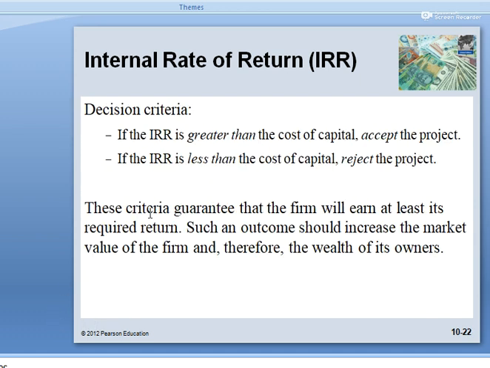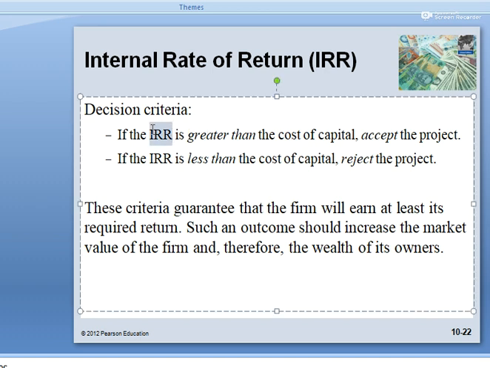Here the decision criterion is that if the IRR is greater than the cost of capital, then the project can be accepted. If the IRR is less than the cost of capital, the project will be rejected. So IRR is a percentage. It is the average rate of return during the project.